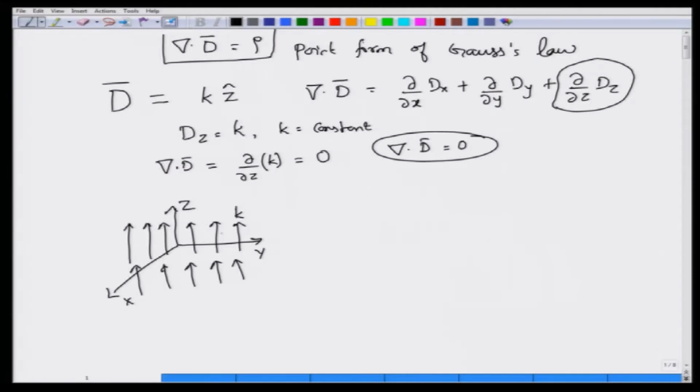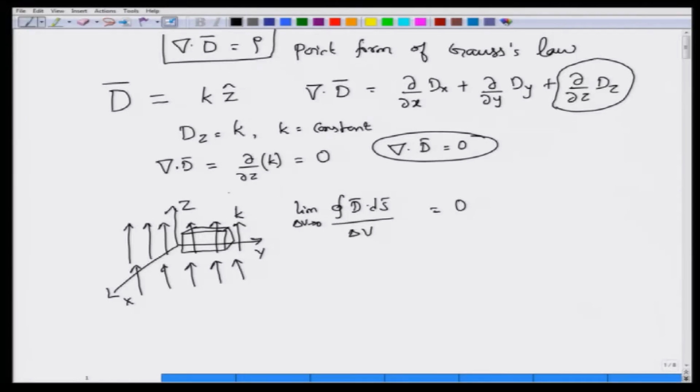As you can clearly see, if I take any volume over here and evaluate the flux lines that are coming out of the surface bounding this particular volume, there is a D field coming out of the surface. If you try to evaluate the integral D dot dS over this closed surface corresponding to a particular volume, and then divide by delta v and let delta v go to 0, you will see that this quantity will be equal to 0 simply because the numerator is equal to 0. There are as many flux lines entering this surface as those leaving this surface.